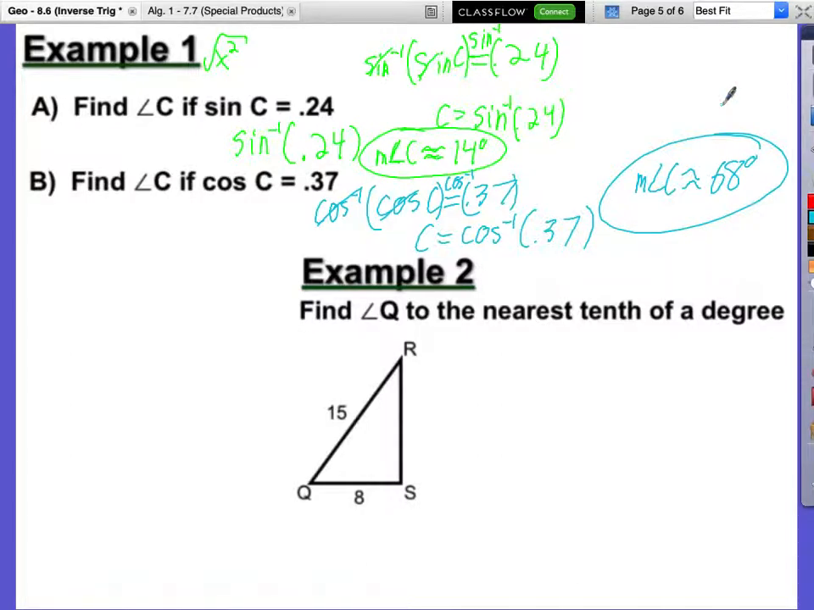You push the second button here, and it pops up inverse cosine in the place where cosine was. So you tap that, and you end up getting the same thing. So very similar to how we would have done it. You also can use the Desmos calculator online. You can Google Desmos calculator. That's a good one to use as well online.